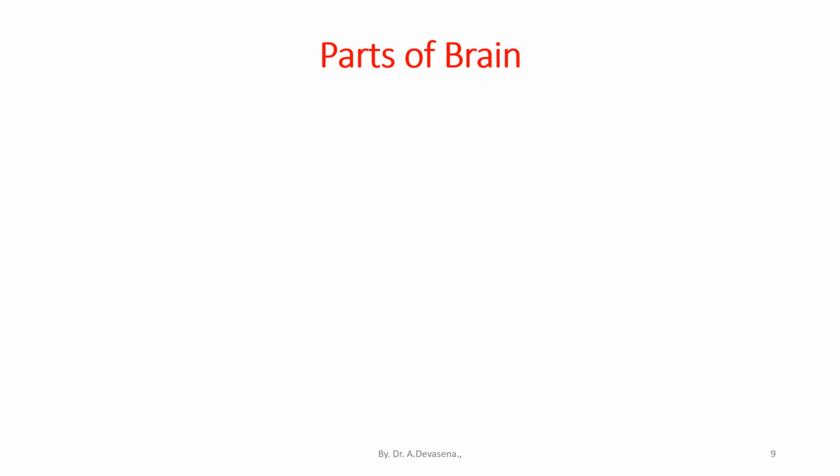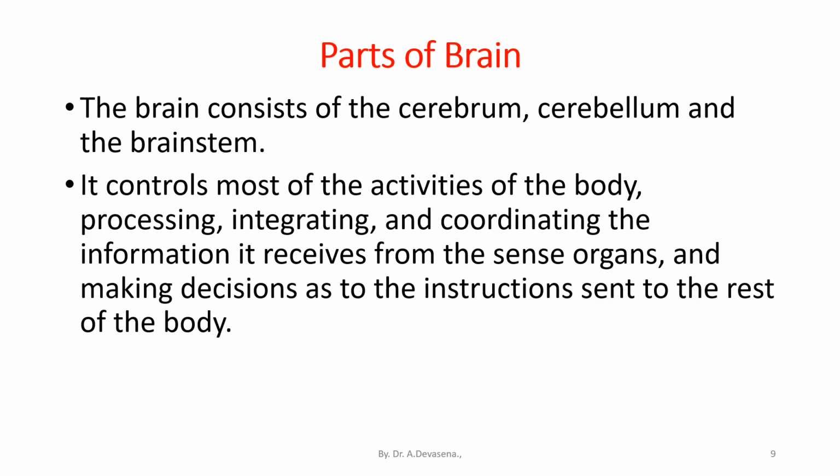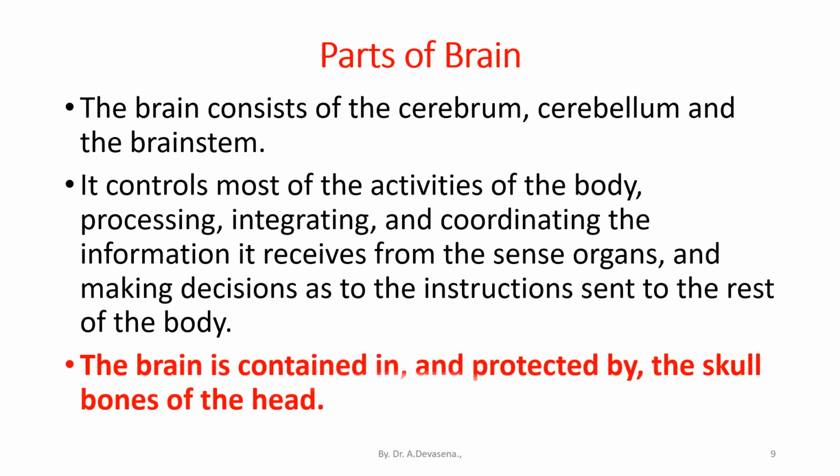Parts of the brain. The brain consists of the cerebrum, cerebellum, and the brainstem. It controls most of the activities of the body, processing, integrating, and coordinating the information it receives from the sense organs and making decisions as to the instructions sent to the rest of the body. The brain is contained in and protected by the skull bones of the head.